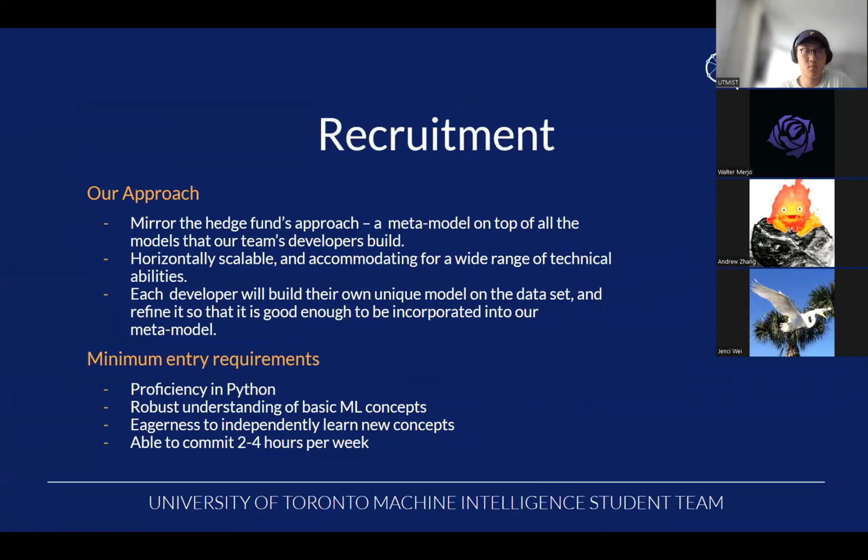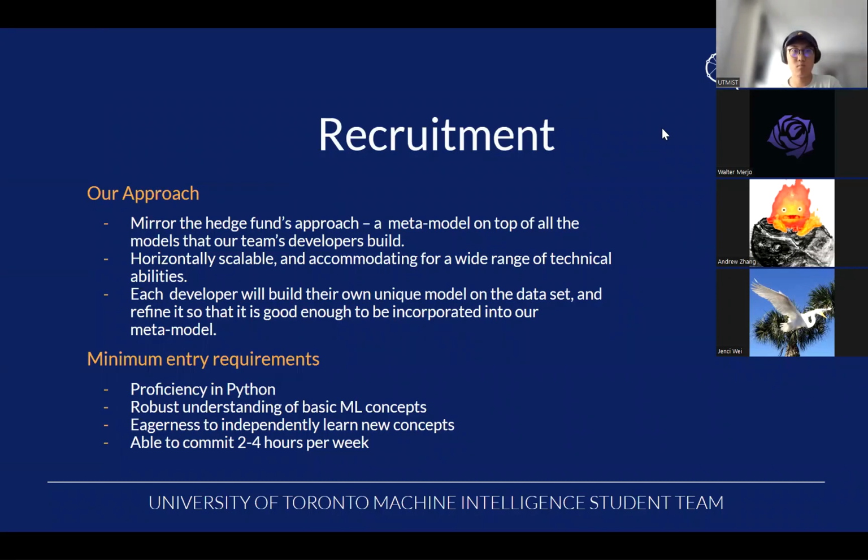Our approach is to mirror the hedge fund's approach, which is a meta model on top of all the models that our team developers build. We will ask our developers to build submodels whose output correlates with the actual output. On the Numerai website, there's a diagnostic tool where you can plug in your output, and they'll tell you how good your model is. Based on that, we'll build a meta model on top of the submodels to ensure that it takes advantage of each submodel. This makes our project horizontally scalable and accommodates a wide range of technical abilities.